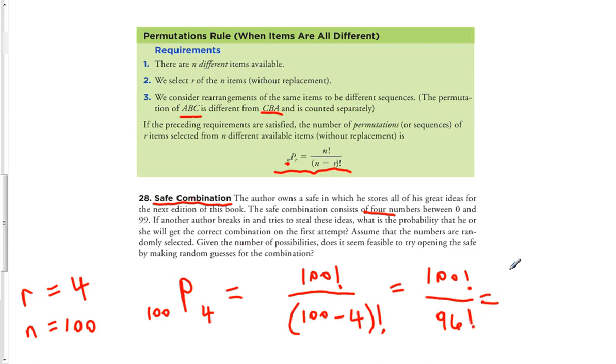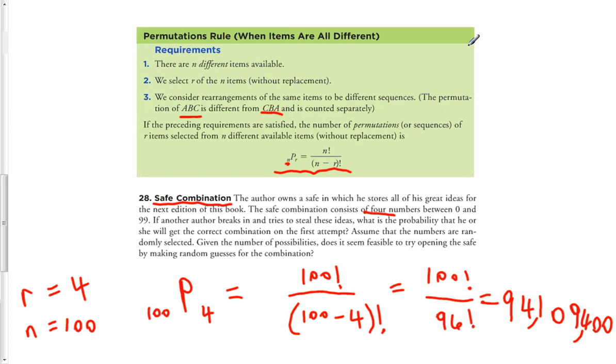And 100 factorial divided by 96 factorial is equal to 94,109,400. Let's see, what's this? Looks like 94 million ways, 94 million combinations or permutations that you would have to try theoretically to open the safe.